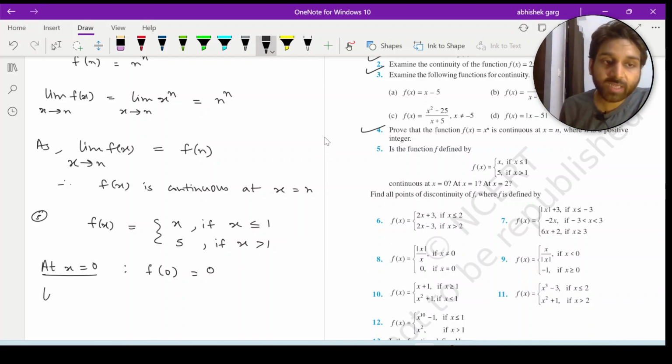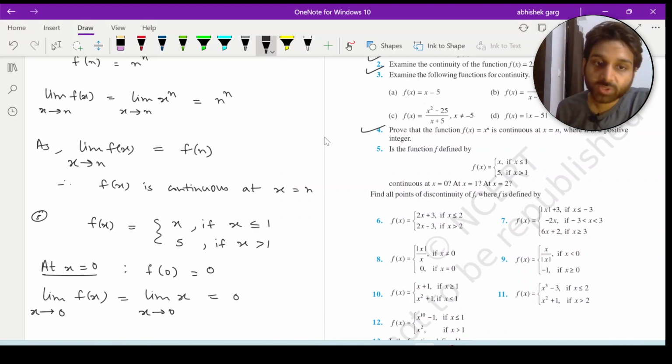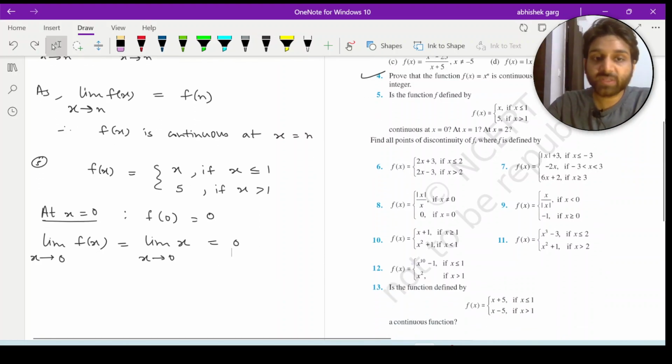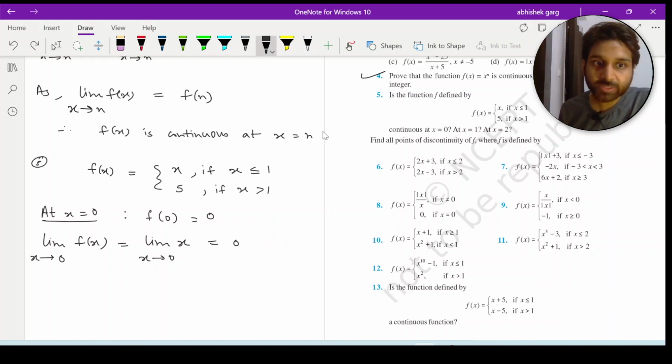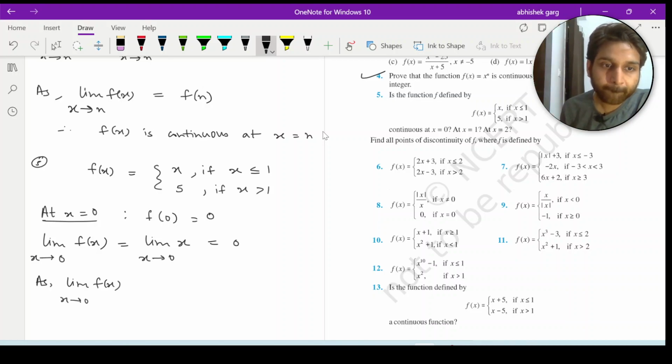We'll have to calculate the limit of the function at x tending to 0. Now the function f(x) is x. At x tending to 0, we can do direct substitution. So it will be 0. So as you can see, the value of the function and the limit of the function have the same value, it is evident that the function is continuous at x equal to 0. So we'll write limit f(x) as x tends to 0 is equal to f(0).